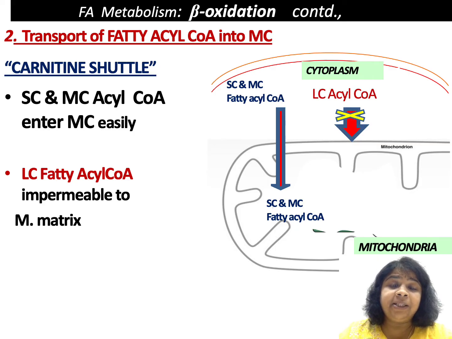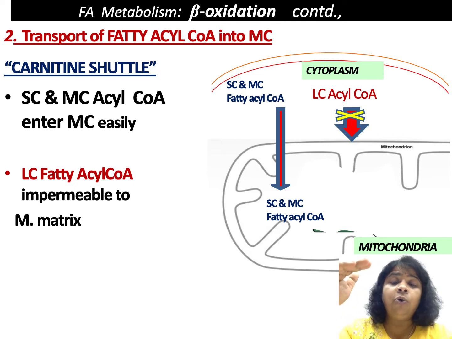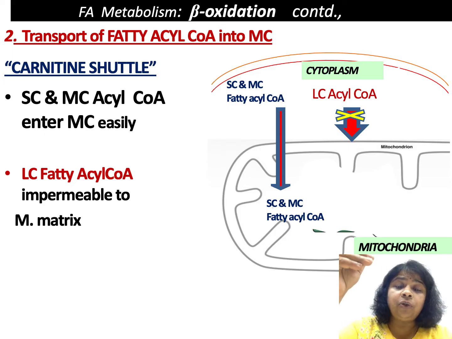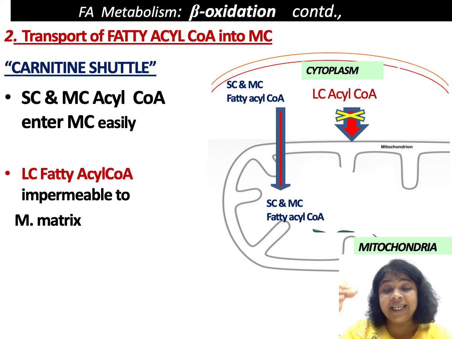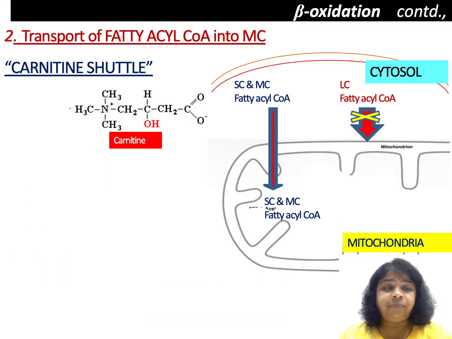They are impermeable. When we look at this mitochondrial membrane, it is a double layered membrane. So you have an outer membrane and an inner membrane. So these fatty acids are able to enter through the outer membrane but will not be able to cross the inner mitochondrial membrane. So this requires a transporter molecule called carnitine. So that is why this is also called the carnitine shuttle.